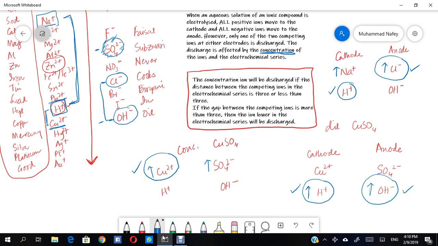Now let's move to the anodic side. At the anode, what do we have? We have the hydroxide ions and the sulfate ions competing with each other. So if the gap between the competing ions is 3 or less than 3, then the sulfate ions should be discharged. But we can see that the gap between sulfate and hydroxide is too large. Therefore, the lower ion in the electrochemical series is discharged. And therefore, despite the high concentration, the ion that will be discharged is the hydroxide ion.